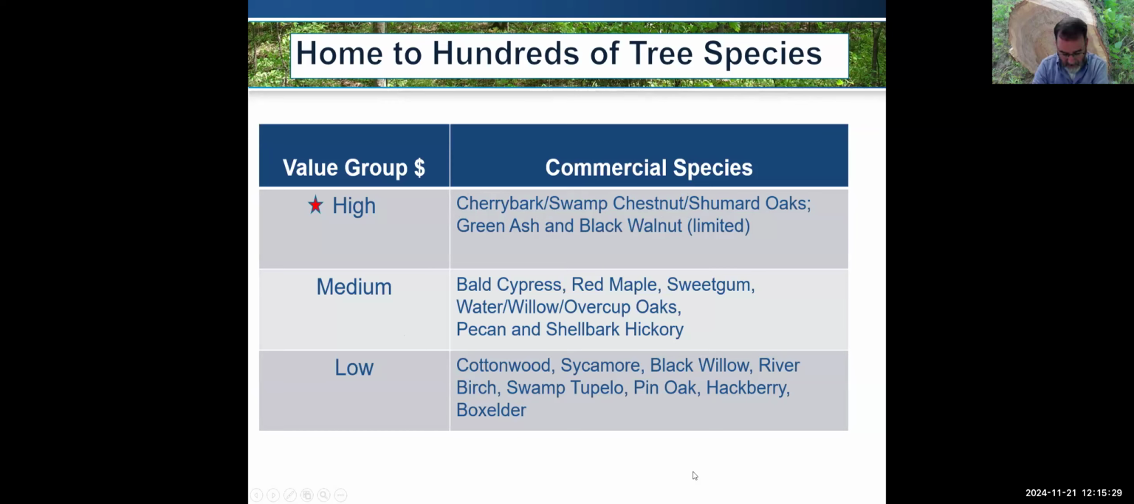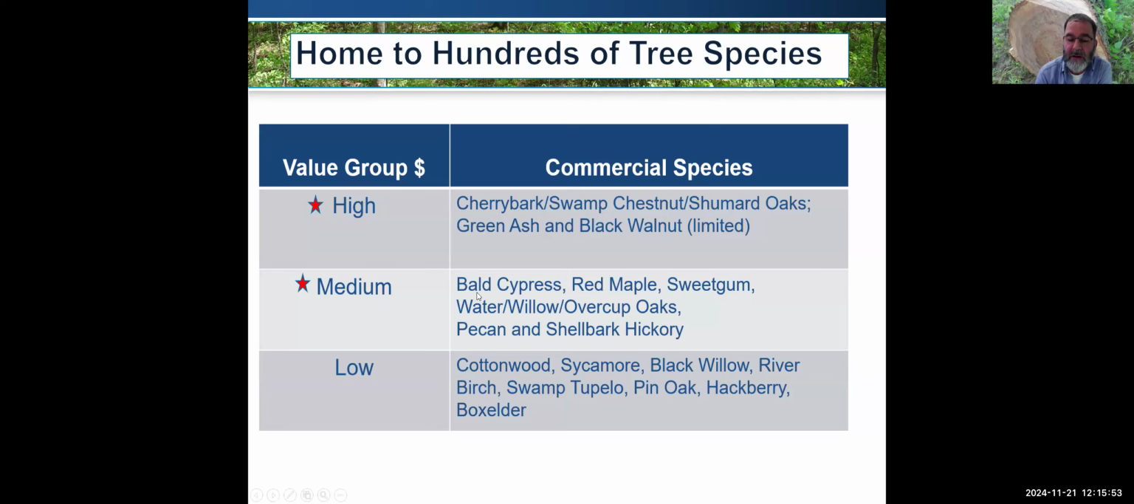Now, regarding the medium value trees, there's a whole host: bald cypress, red maple, sweet gum. I've thrown red maple in there. That's actually a variation of red maple. It's swamp red maple, Acer rubrum. I forgot the rest of the Latin name there, but it has a pubescence on the underside of the leaf. But it's common, as well as sweet gum.